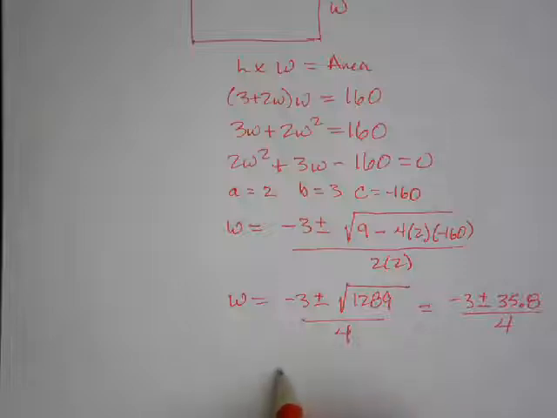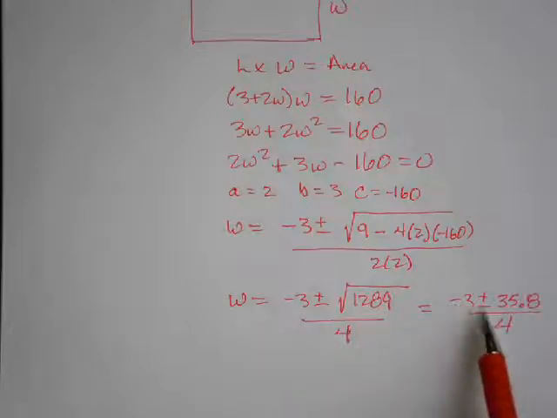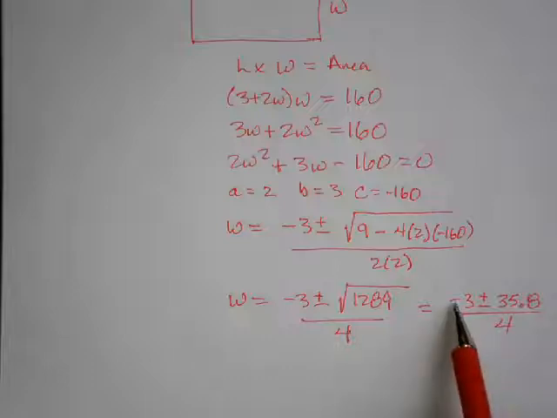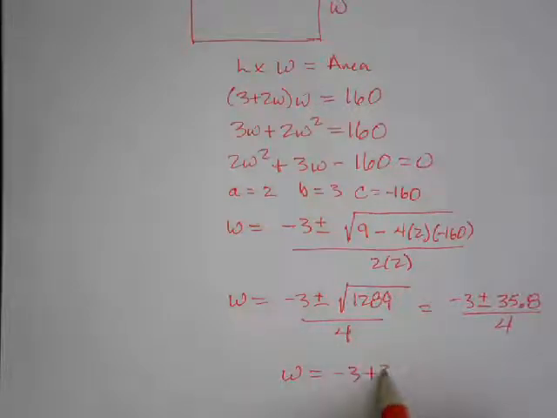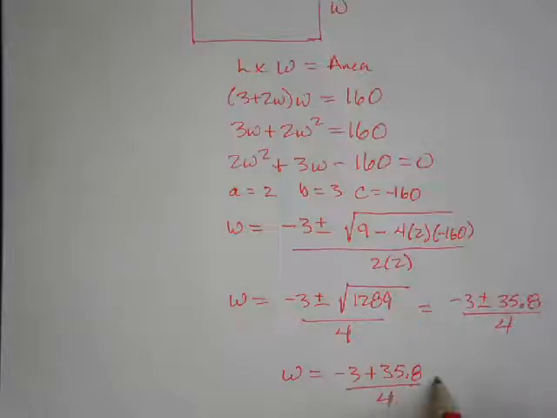So note, negative and negative would give me a negative width. That makes no sense. I'm going to do the negative 3 plus the 35.8 all over the 4, which is going to give me about 8.2. And so the length then will be 19.4.